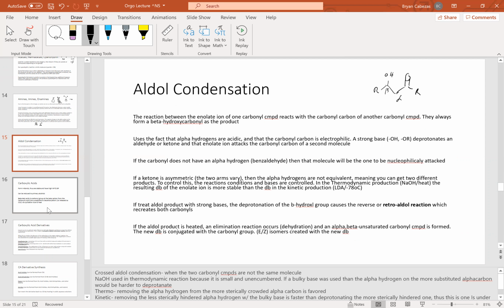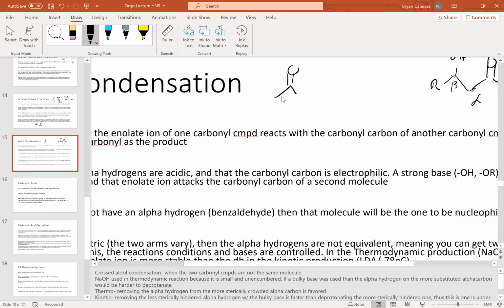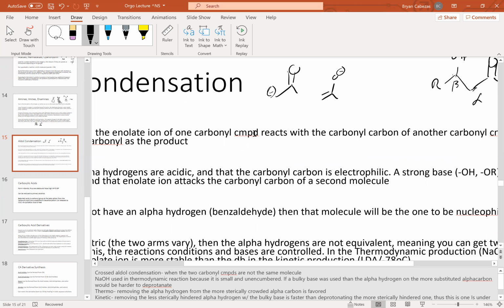Well, first we recognize the fact that alpha hydrogens are acidic, right? If we were to introduce this molecule right here to base, then the alpha hydrogens are going to be removed by the base, and we have enolization. Let's say we remove a hydrogen from this carbon, and we have a negative charge now. We do some resonance around, and we can have something like this.